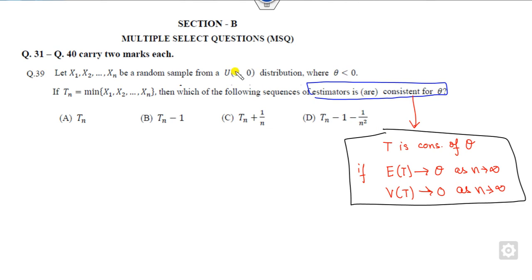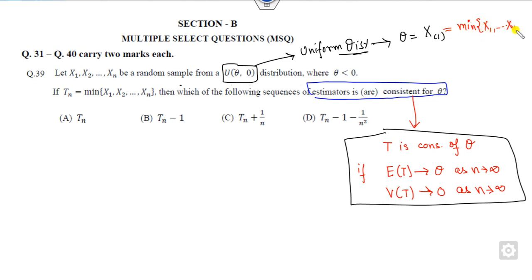Look at that. What is given to you? This is nothing but a uniform distribution. Once it's a uniform distribution, we all know the estimator of this theta. I can write that this is nothing but the ordered statistic 1. What is the meaning of this? That is the minimum of x1 up to xn.